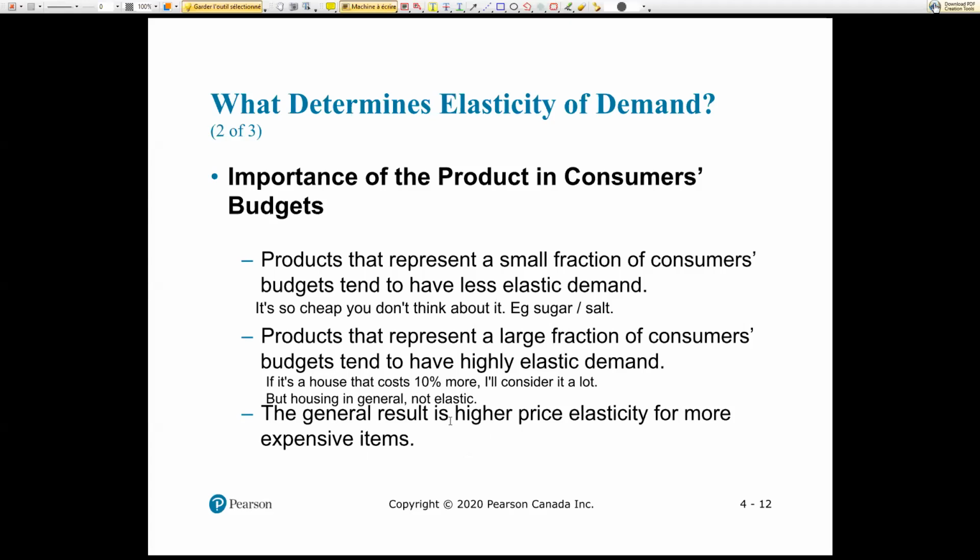Yeah, and higher price elasticity for more expensive items. That's for sure. I wouldn't normally go into such detail, but that's what they're saying there. So that's my interpretation of it. All right.